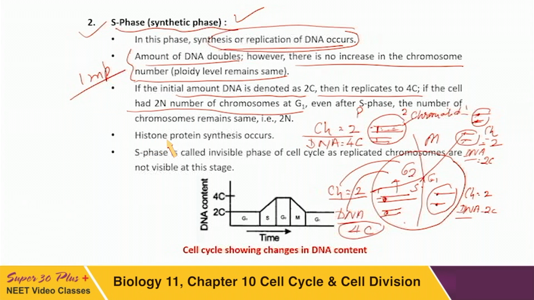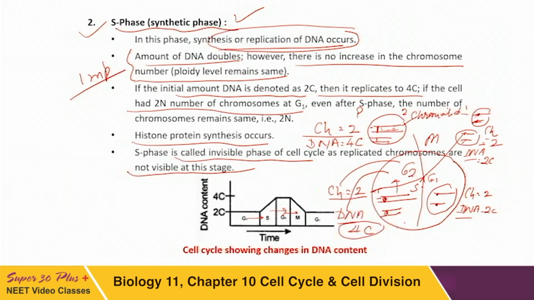Right? Histone protein will be synthesized here in S phase. S phase is called the invisible phase because replicated chromosomes are not visible at this stage. This will help you solve so many numerical problems. Many more times we will discuss numerical problems also. Clear? See this beautiful diagram we have here. This is G1. G1 is followed by S. S is followed by G2. G2 is followed by M. And then again it will enter into G1.